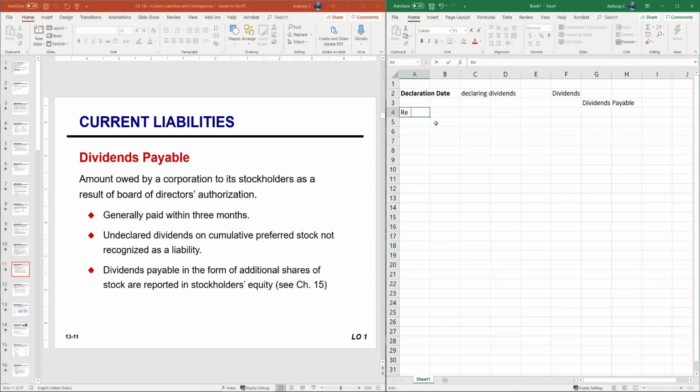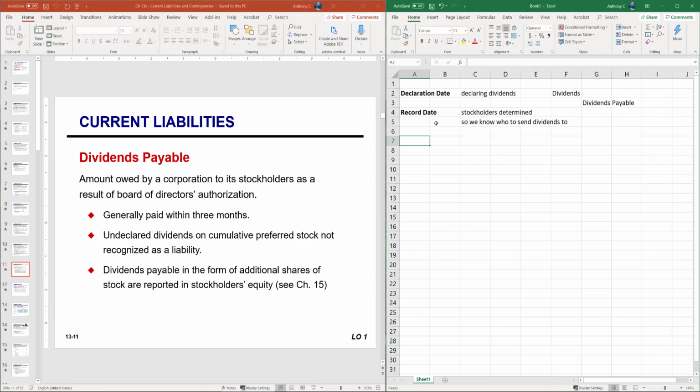The second date you'll deal with is the record date. On the record date, the company determines who its stockholders are, so it knows who to send the dividends to. Since on this date all we're determining is who the stockholders are, assets, liabilities, and equity aren't going to change. And because those don't change, there will not be any journal entry on this date.